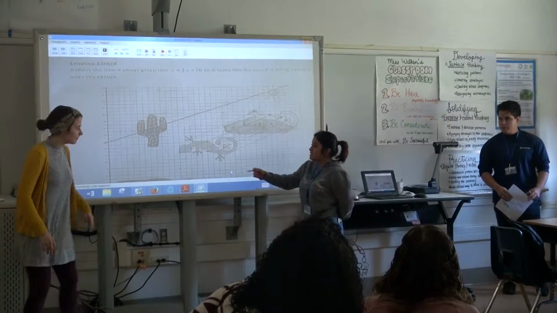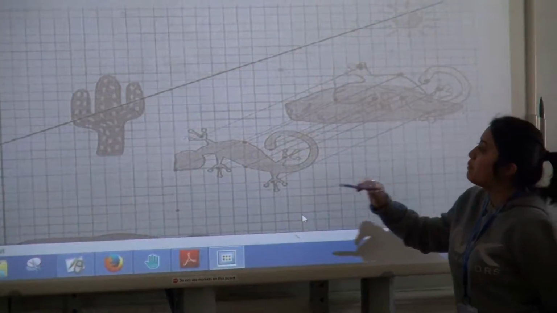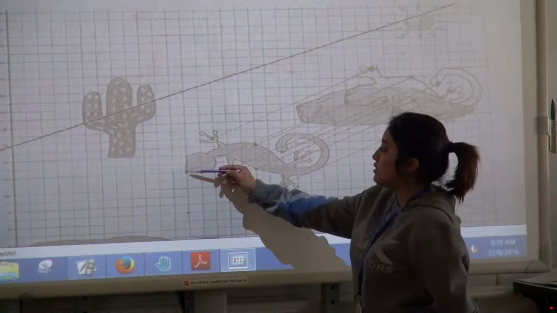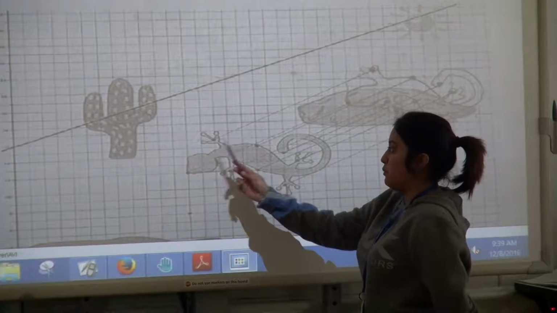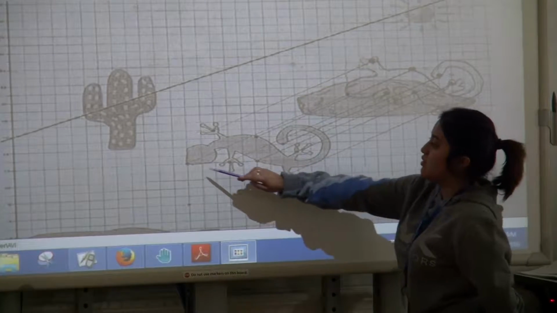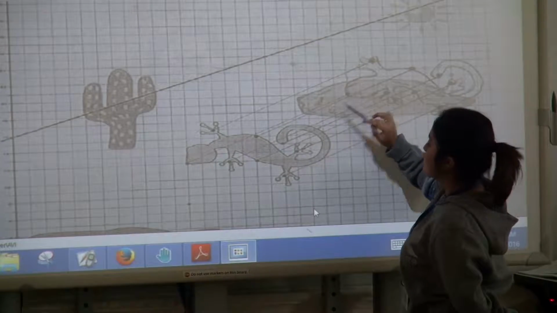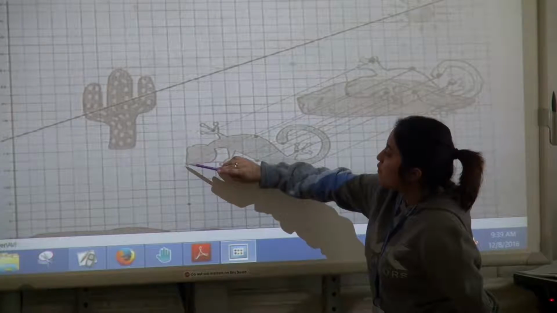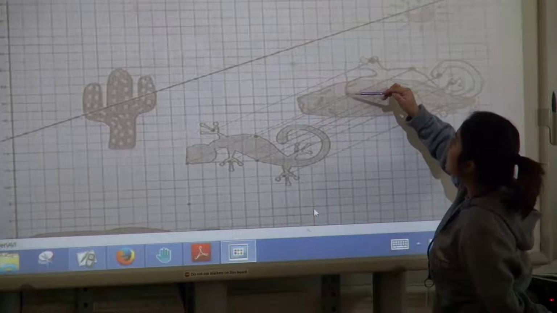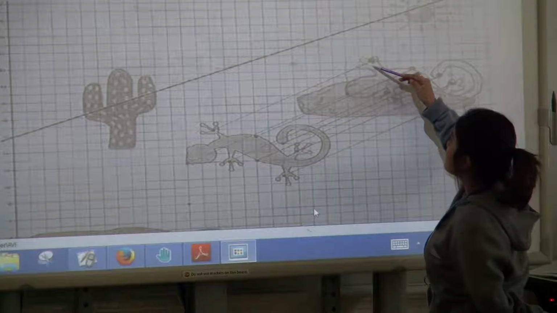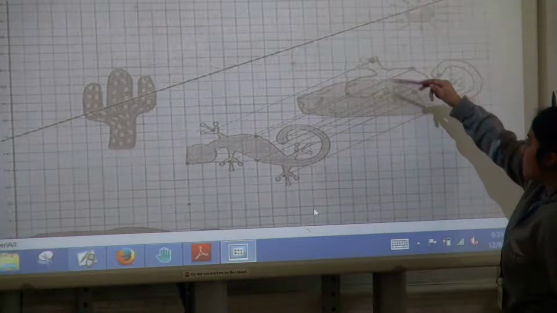So what I did was, at first, it was a little bit complicated, but then I just looked at how many times it went up and how many times it moved. So I just looked at the point of the nose, which is right here, and I saw that it went up 1, 2, 3, 4 times and to the right too. So I just did the same here, and I went up 4 times and to the right too, and I just kept doing that same thing to every other point, which I ended up plotting.